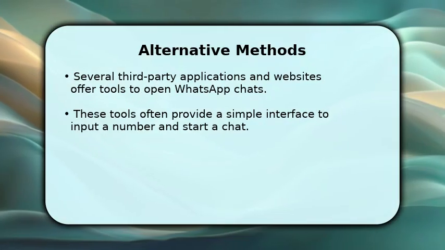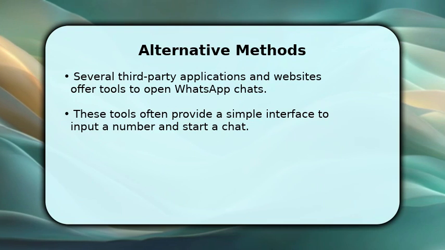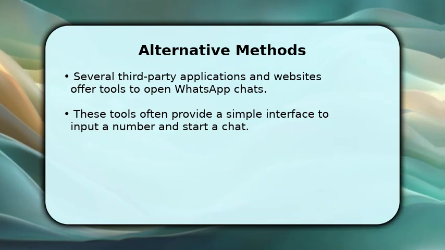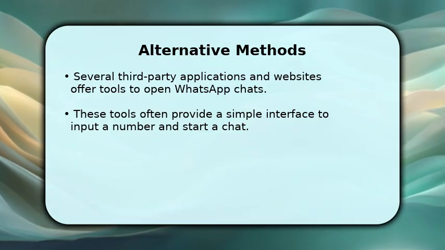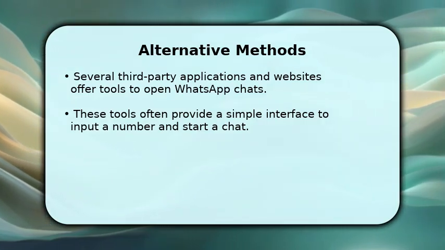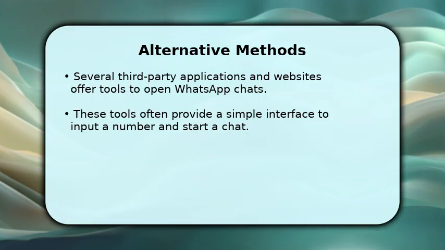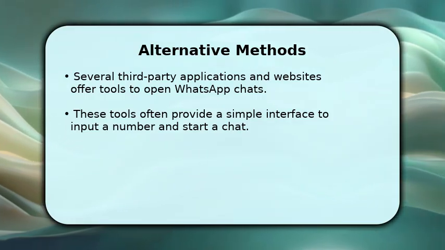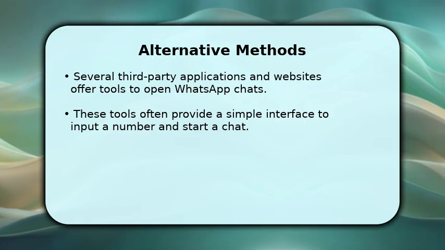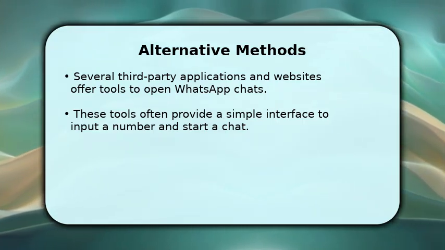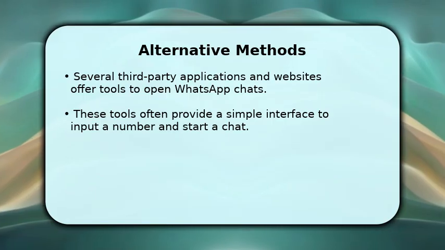While the click-to-chat method is official, some users explore third-party applications or websites. These tools typically offer a user-friendly interface where you input the phone number, and they generate the direct chat link for you. However, always exercise caution when using external services, as they might pose privacy or security risks. It is generally safer to stick with official WhatsApp features.